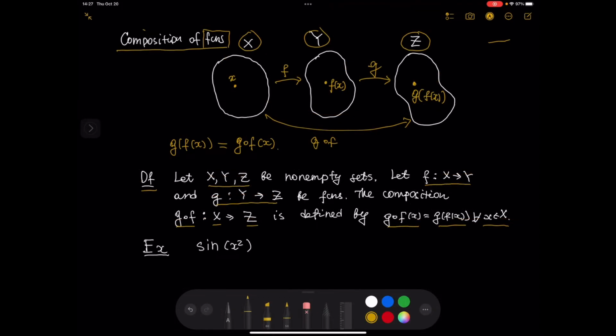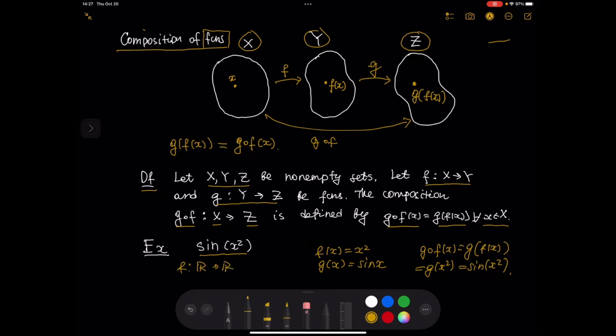So for example, the function sine of x squared is a composition of two functions, f of x equals x squared and g of x equals sine x. So the composition g composed with f of x is g of f of x, which is g at x squared, which is sine of x squared. And both functions f and g are from R to R.